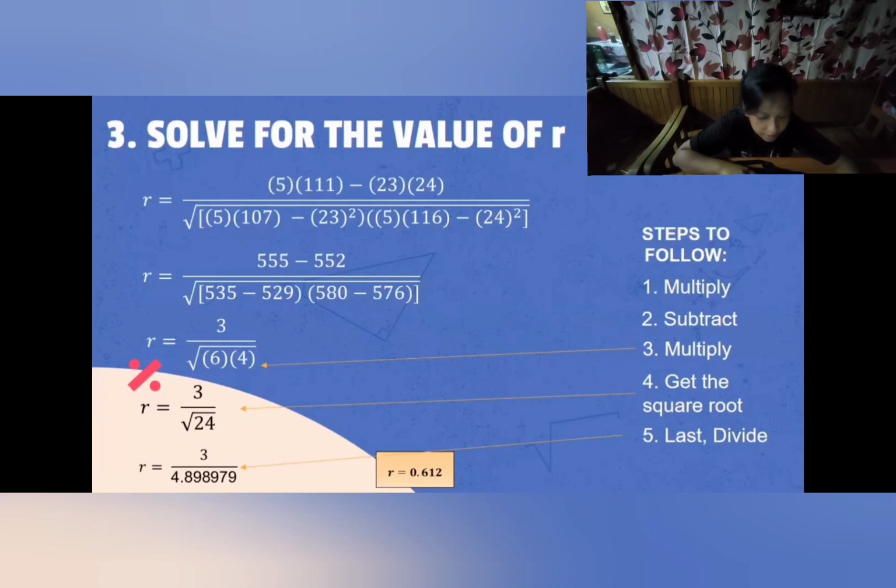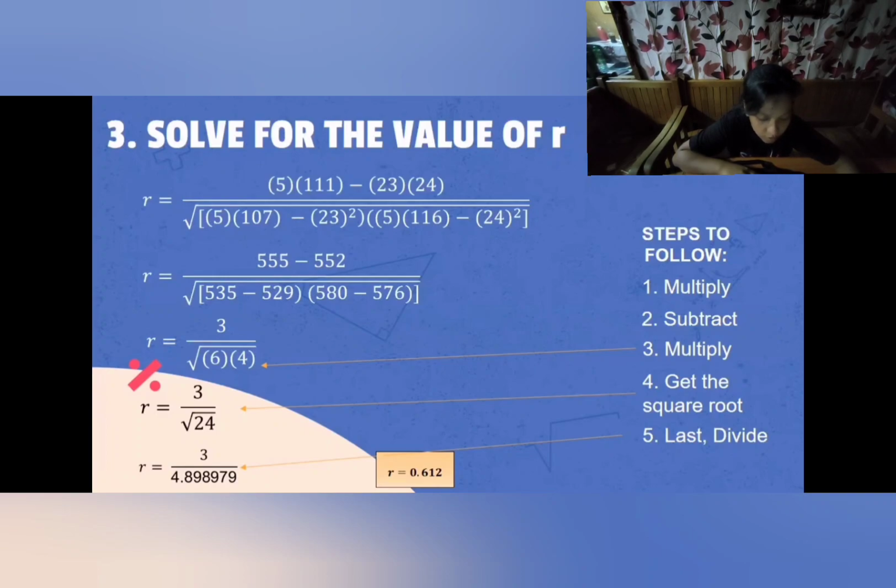Next step, number 3, multiply. 6 times 4 is 24. The next step is multiply the denominator. 6 times 4 is 24. After you multiply, you get the square root of 24.